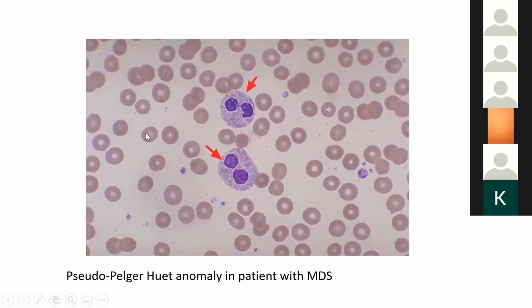Now, we mentioned the pseudo-Pelger-Huey anomaly. This is a patient with MDS. These are neutrophils. These are not normal neutrophils. You can see they look like somebody who's wearing spectacles. So the neutrophil is bilobed and has a very thin chromatin thread connecting the two lobes. So when we see this kind of abnormality, it may indicate that this somebody might have MDS.